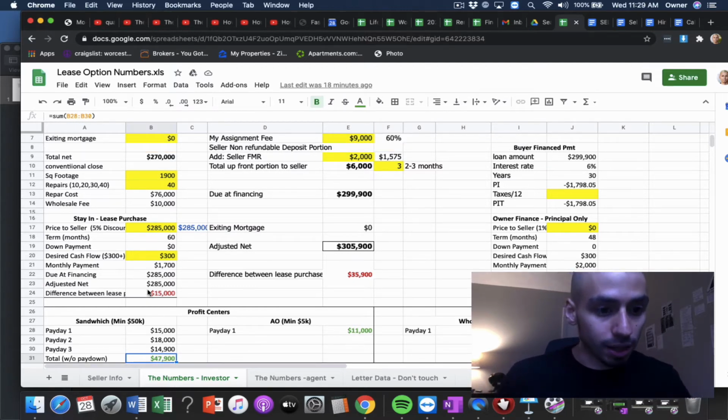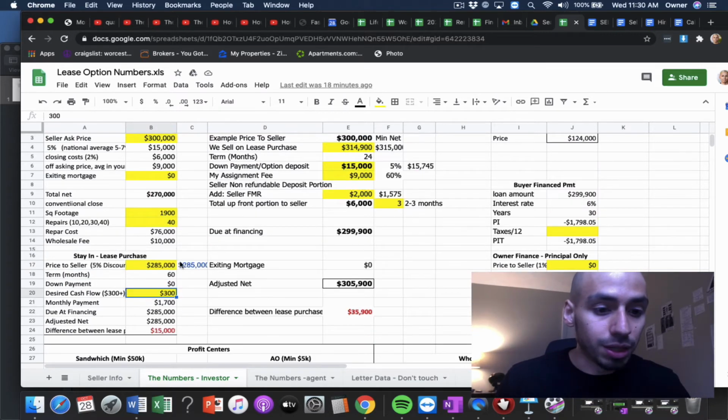All right, just want to make sure I made that clear. So price to seller, I usually do 5% discount, and then the term's going to be longer. I start with 5 years. Down payment to the seller is 0. Desired cash flow is $300. So the payment to them is going to be $17.